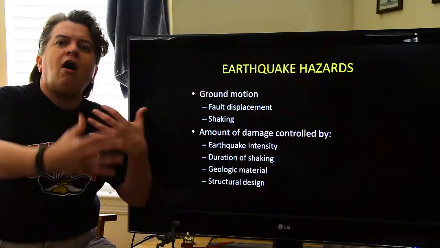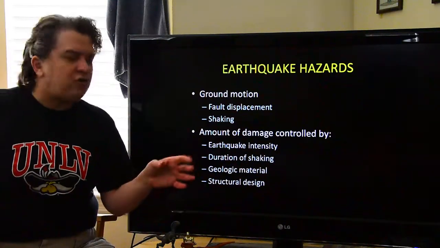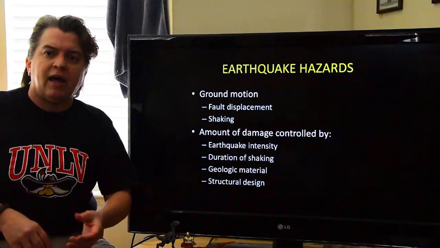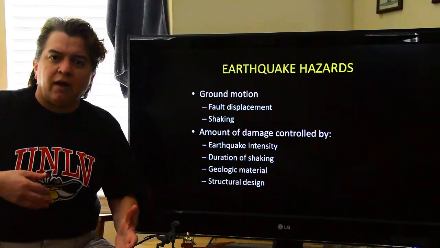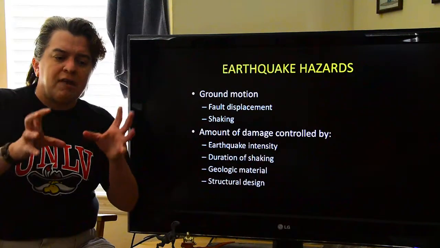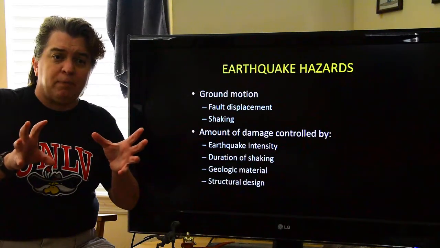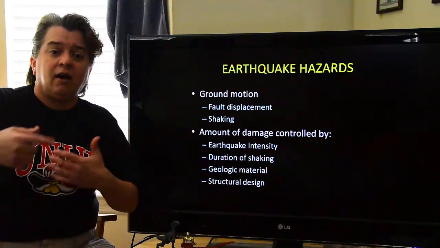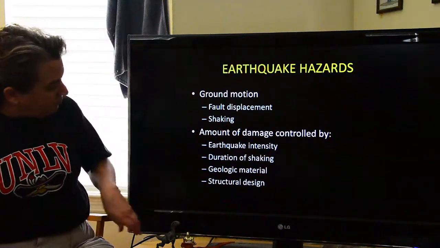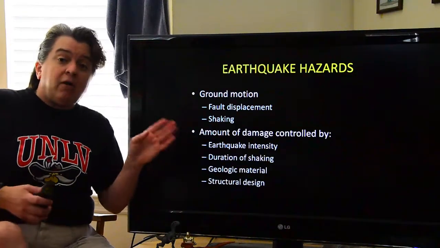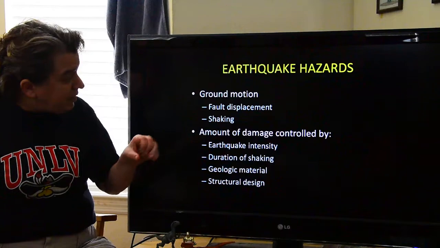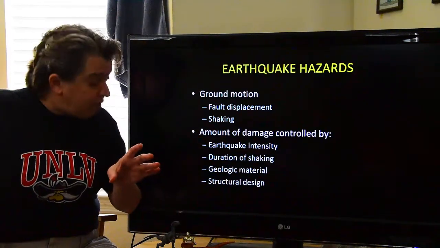It's all the other stuff that the shaking and the fault displacement causes. Stuff like buildings collapsing, or landslides happening, or stuff like that. So the actual shaking doesn't kill people. It's all the other stuff the shaking causes that kills people in earthquakes. So anyway, the amount of damage that an earthquake is going to create is controlled by four main things.